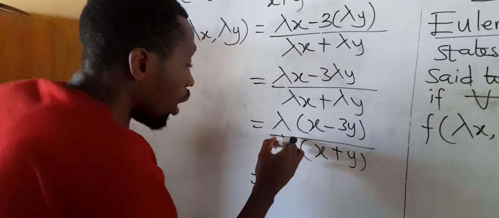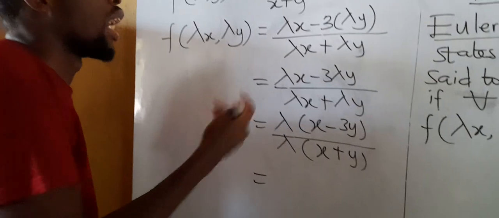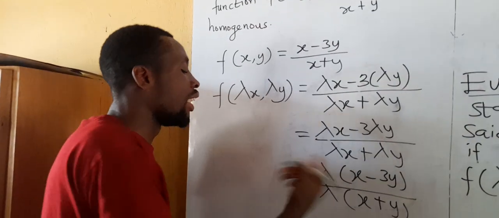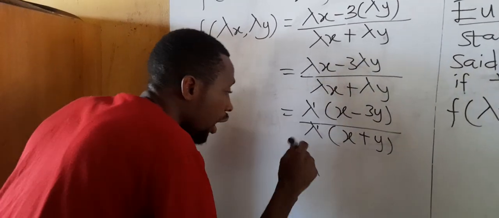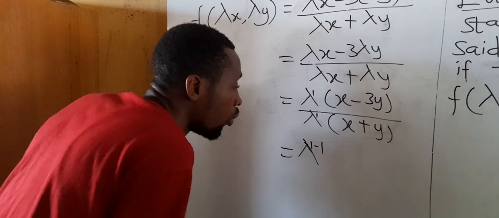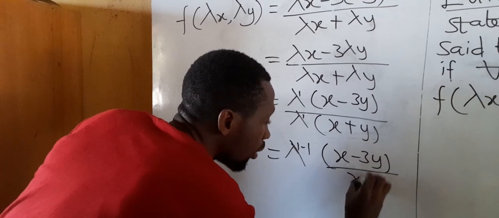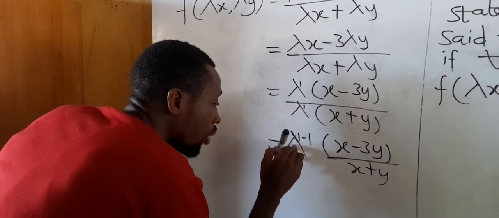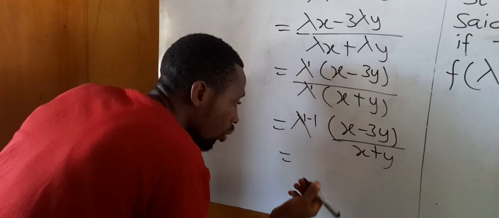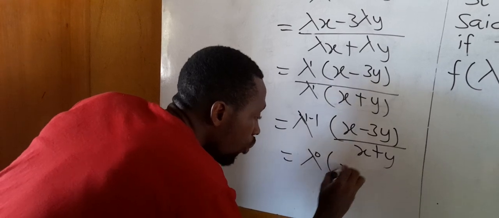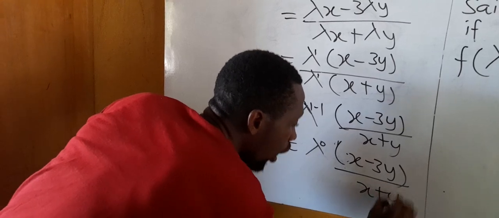So remember the exponent of lambda here is 1, and the exponent of lambda here is also 1. So we can use the law of indices. So we have lambda, when we send it there, remember this is 1, this is 1. When we send it there, it becomes minus. So 1 minus 1. Then we have x minus 3y over x plus y. So lambda, 1 minus 1 is 0. And lambda exponent 0 is 1. So we have lambda exponent 0 bracket x minus 3y over x plus y.